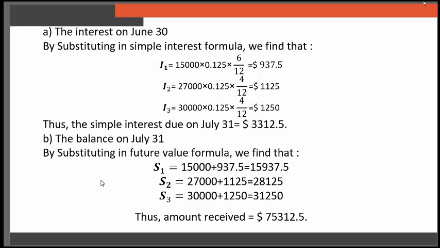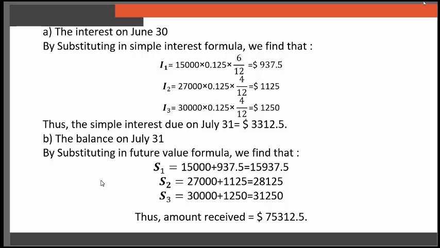I2 equal to $27,000 times 125 per thousand times 4/12 equal 1,125. I3 equal $30,000 times 12.5% times 4/12, so I3 equal 1,250. Thus the simple interest due on July 31 will be equal the summation of I1 plus I2 plus I3, $3,312.5.